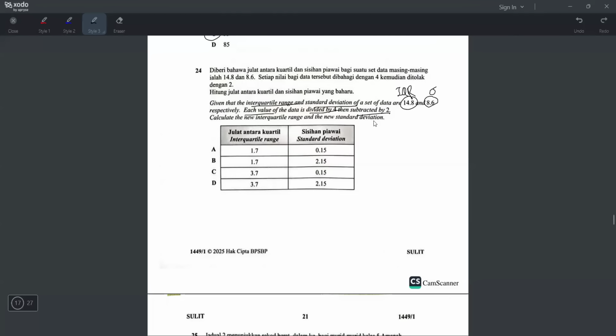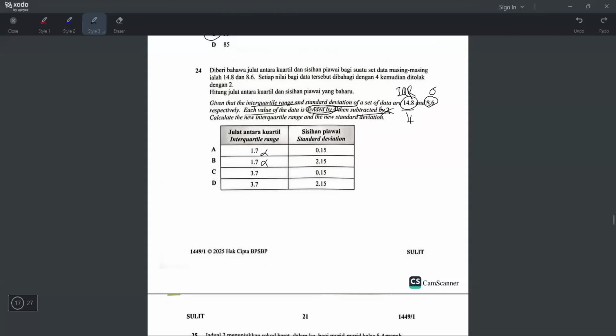Okay, for measures of dispersion, if you take every value divided by 4 and minus 2, the 2 will not affect. For measures of dispersion, when you take each value tambah 2 or tambah 3 or tolak anything, dia takkan affect. It will only affect when you multiply, when you take each value multiply by something or divide by something. So this one is divide by 4, right? So your new IQR will have to be divided by 4. So you take 14.8 divided by 4 here. So you get 3.7. So this is wrong, this is wrong.